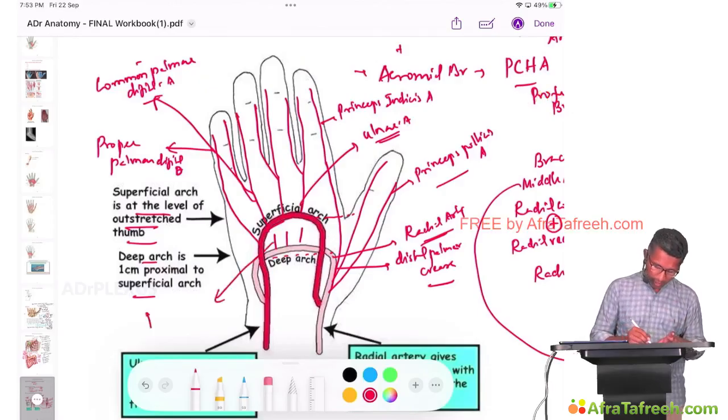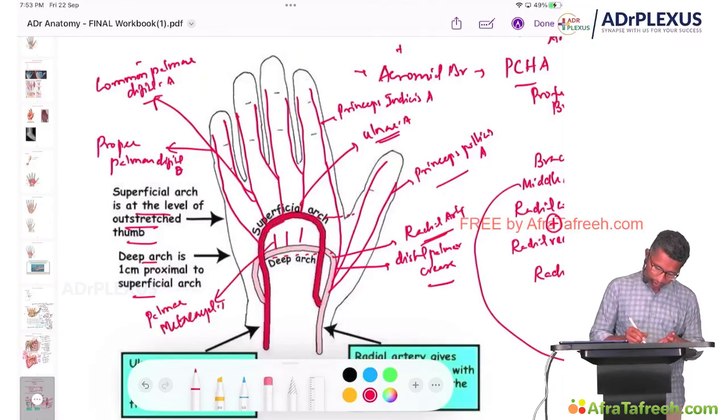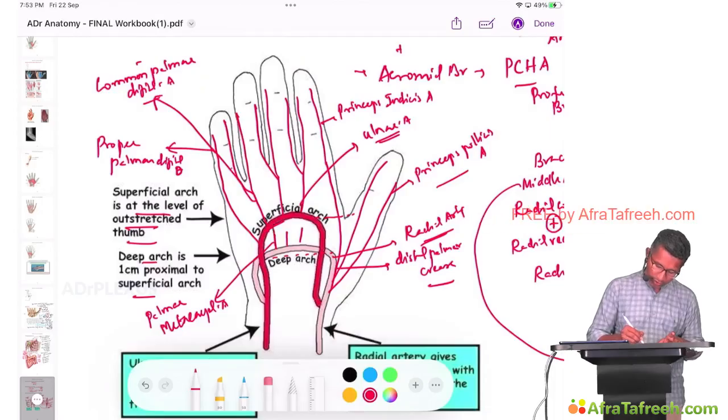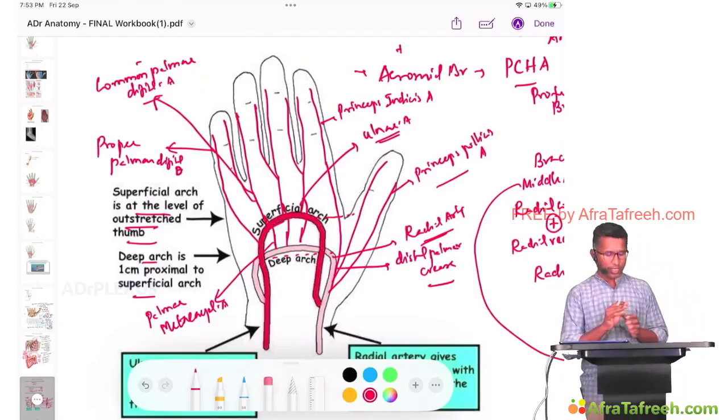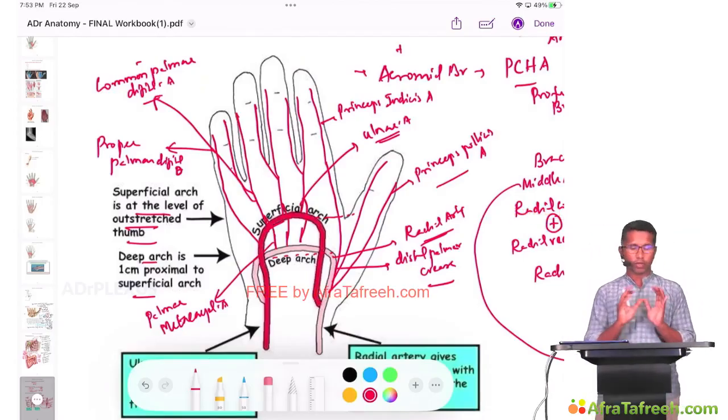These are called the palmar metacarpal arteries. And where do they go? They go and fuse with the common palmar digital arteries. There are small branches. I'm not going into the depth of it. This is more than enough.